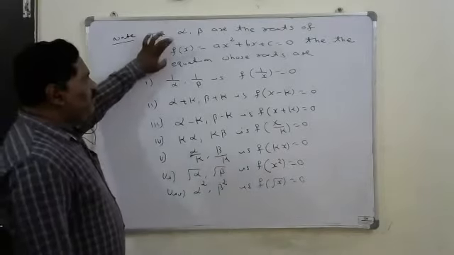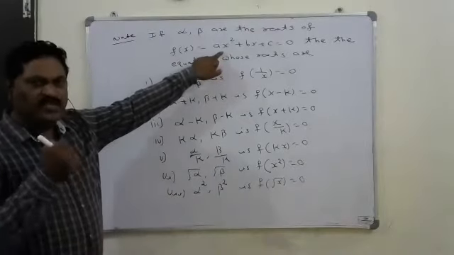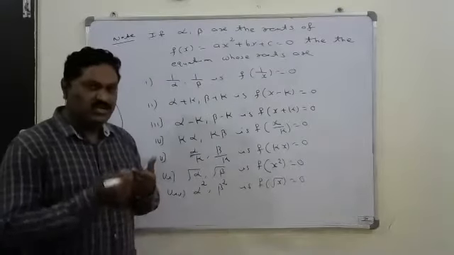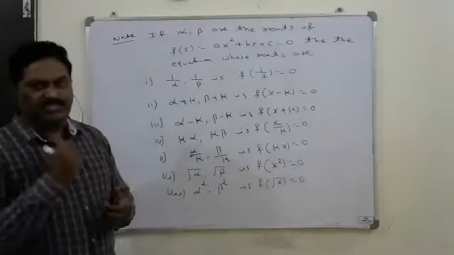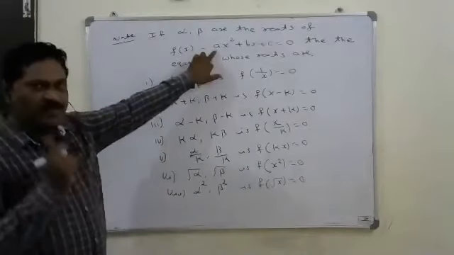Suppose alpha, beta are the roots of this quadratic equation, then I want to find the quadratic equation whose roots are 1 by alpha, 1 by beta. Those are the reciprocals of the given roots. So if you want to find that, in the given equation, replace x by 1 by x.